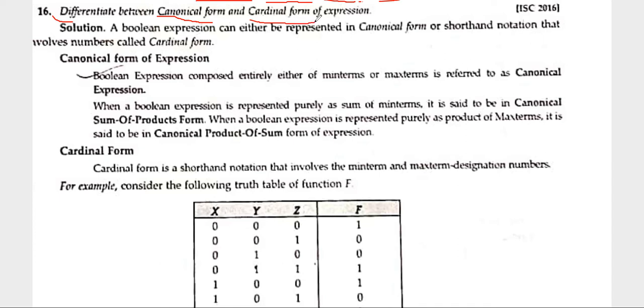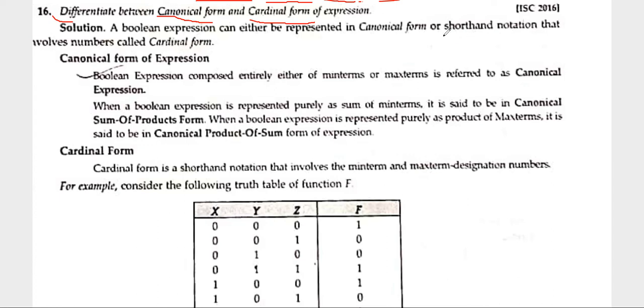This I am going to revise because it is a very important topic, and sometimes you get confused between the canonical and cardinal form. In both kinds of expressions, all variables should be present. But in the cardinal form, the expression is expressed in terms of some numbers, not in terms of the variables. In canonical form, the expression is represented in terms of the variables.